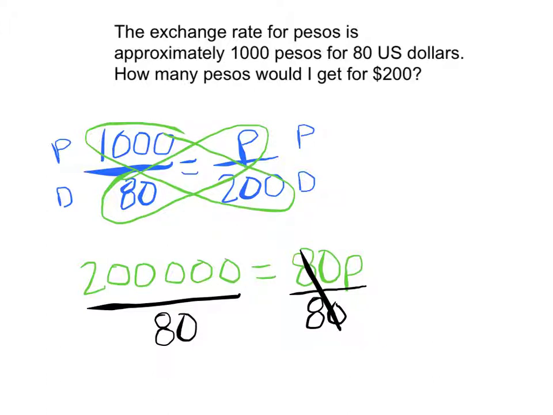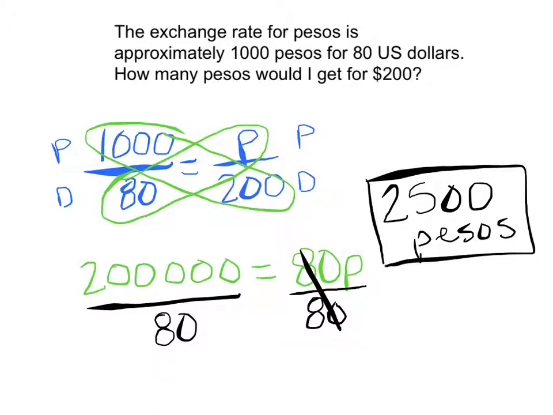So 80 over 80 is nothing. That means I'm going to get pesos as my final answer. So you need to do 200,000 divided by 80, and that should get you your number of pesos. Calculating time. 200,000 divided by 80 is 2,500. So approximately 2,500 pesos is what you would get on this particular day if you brought $200 to the exchange location. And that was ratios and proportions.